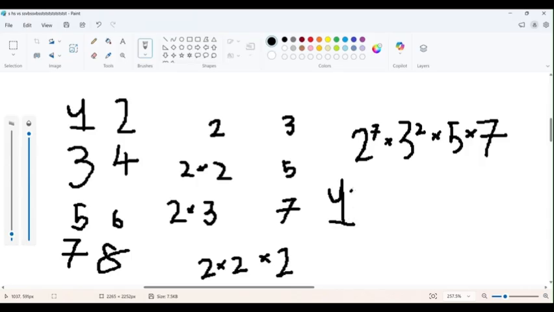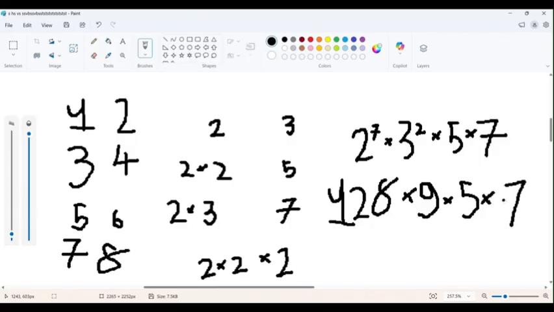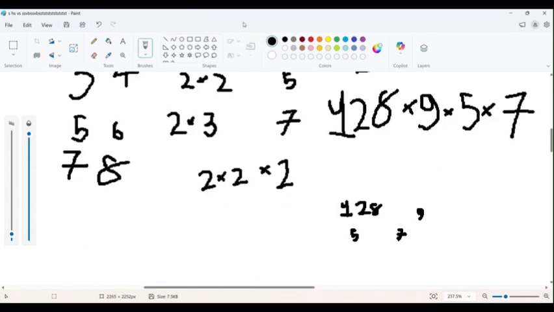2 to the power of 7 is 128. 3 squared is 9. And then times 5. And then times 7. Actually, you know what? I'm on a bit of a time crunch right now. And I'm a bit lazy, so I'm just gonna use the calculator. So 128 times 9 times 5 times 7.